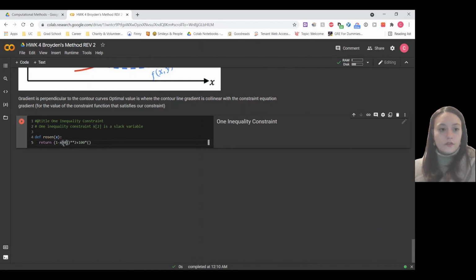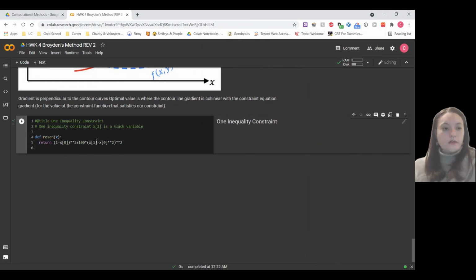That will make the first value in our x vector our x value. Y can be the second value, so that'll be x1 minus x0 squared, all that squared. And so that's our function that we're trying to optimize.